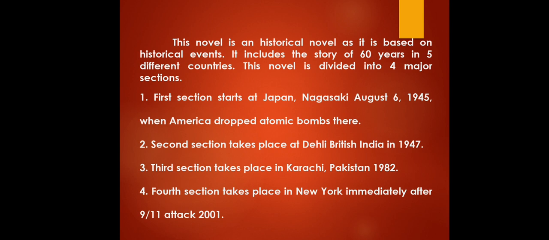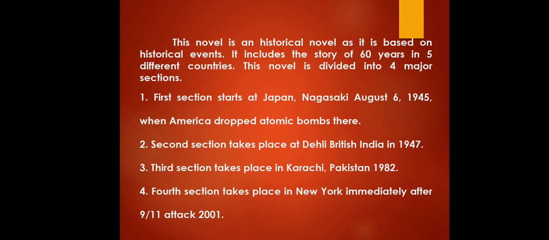The first section starts in Nagasaki, Japan, on August 6, 1945, when America dropped atomic bombs there. The second section takes place in Delhi, British India, in 1947, just before the independence. The third section takes place in Karachi, Pakistan, in 1982. And the fourth and last section of the novel takes place in New York immediately after the 9/11 attack, in 2011. So you see the total time span is 60 years, and 4 major events happen in this novel.